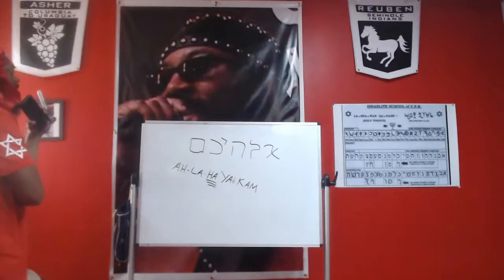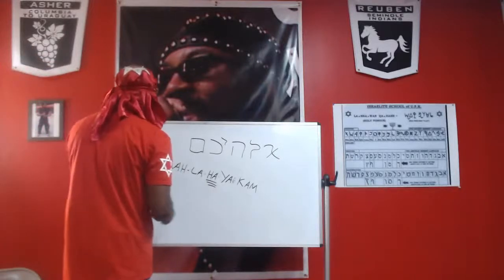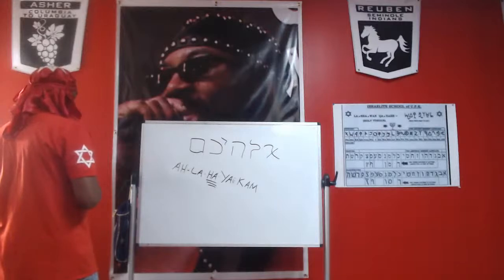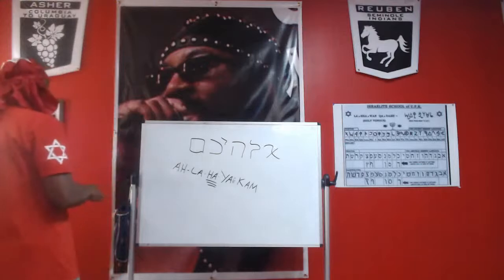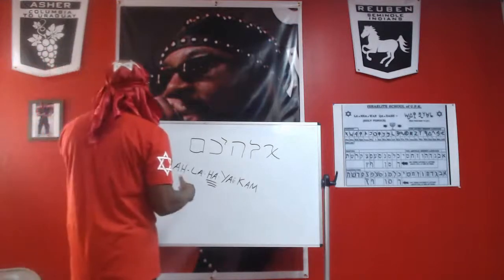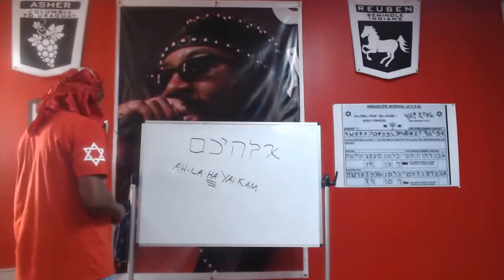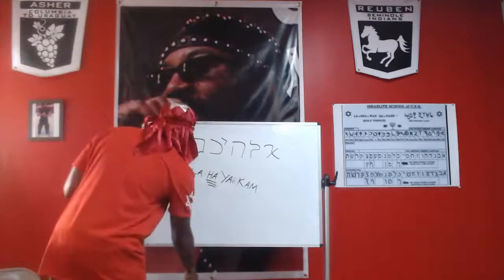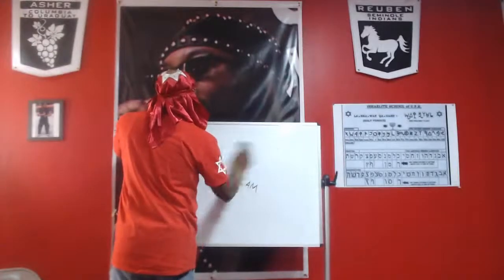All right. Okay. I put emphasis on the ha. So when we pronounce it, Allah Hayakum. Close. Allah hayakum. Allah hayakum. There you go. Very good. Read it with some confidence. Very good.